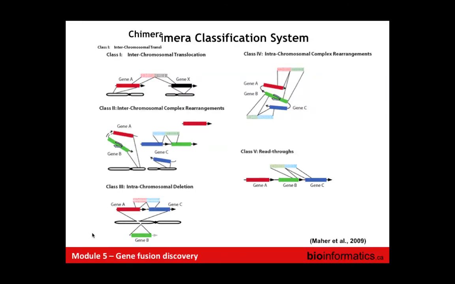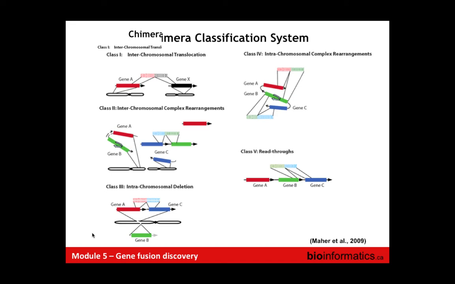A lot of different fusions can occur. So here we're showing just some of the different situations. The common one that people think about is an interchromosomal translocation, where you have a fusion between part of gene A on one chromosome and part of gene B, or in this case gene X, on another chromosome. You can also have interchromosomal complex rearrangements. When breakpoints occur and chromosomes are being translocated, there can often be inversions or amplifications, and so the fusion product that results can be more complicated than just a simple end-to-end joining of exons from two genes.